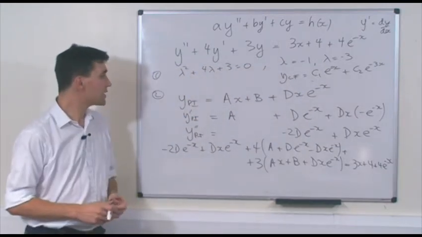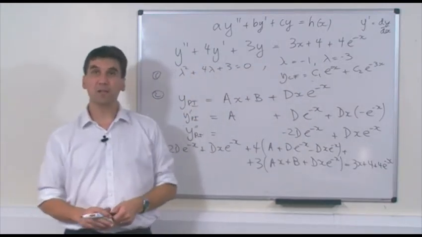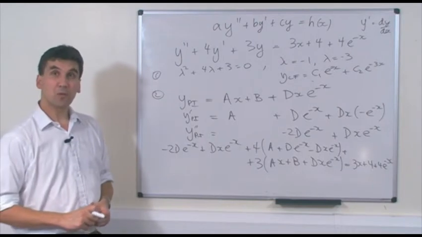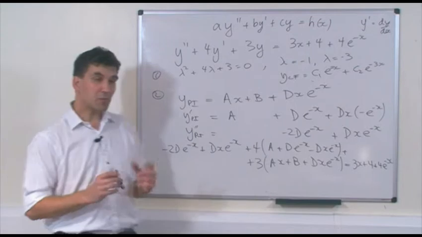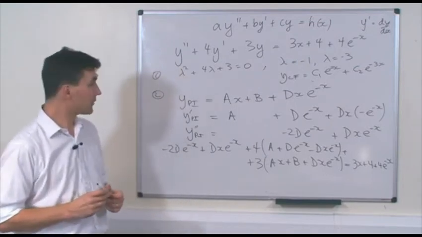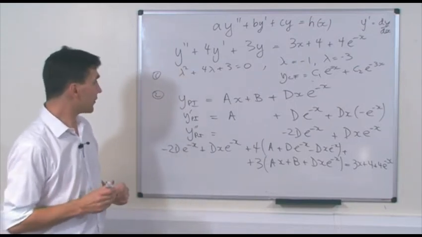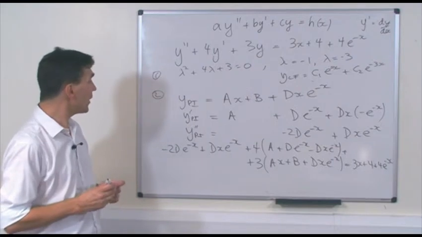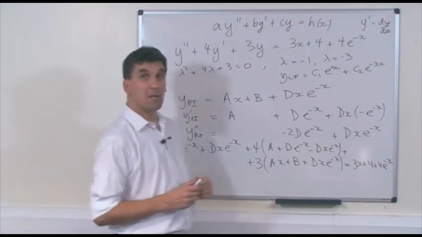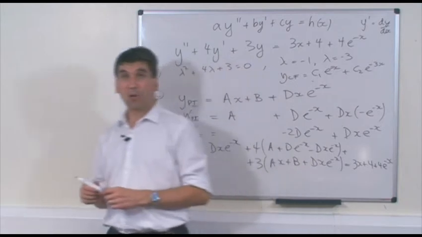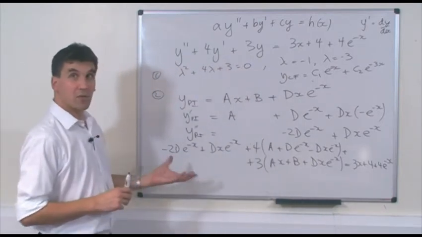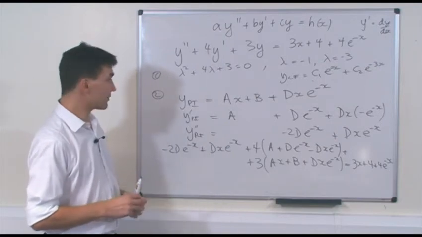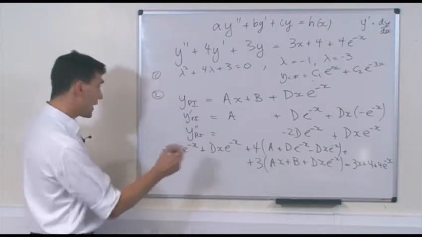Now, what we have to do is find values of a, b, and d for which this works. And it works not just for some particular value of x, but for any value of x. And the only way that you can have two functions being the same for all values of x is if every part of the function is the same on the left and the right. So we can collect all our terms.